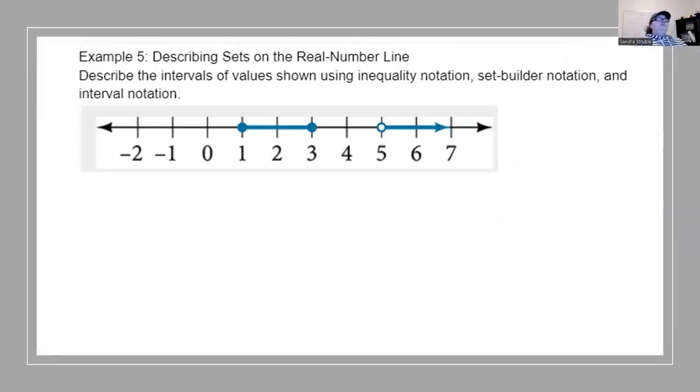Describing sets on the real number line. Describe the intervals of values shown using inequality notation, set builder notation, and interval notation. Okay, so inequality notation for the first one is 1 less than or equal to x less than or equal to 3. It's equal to because it has the dots.